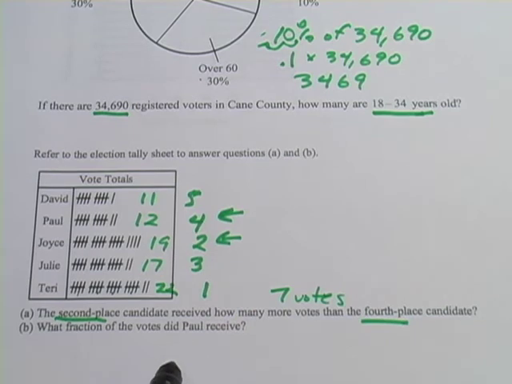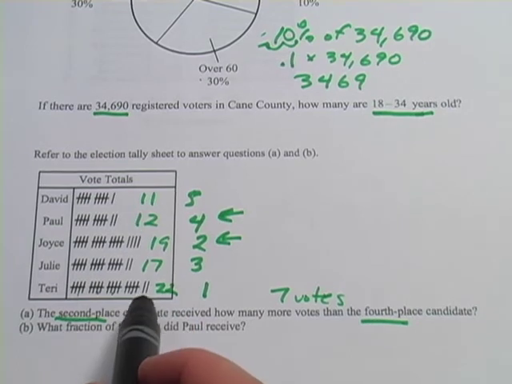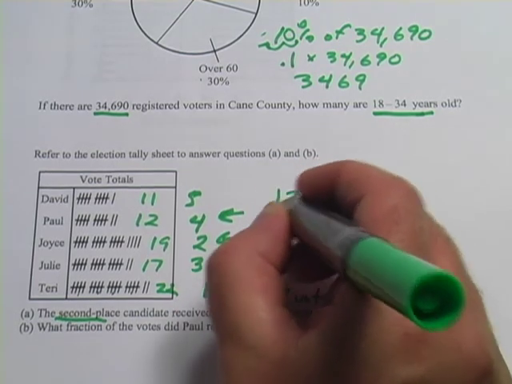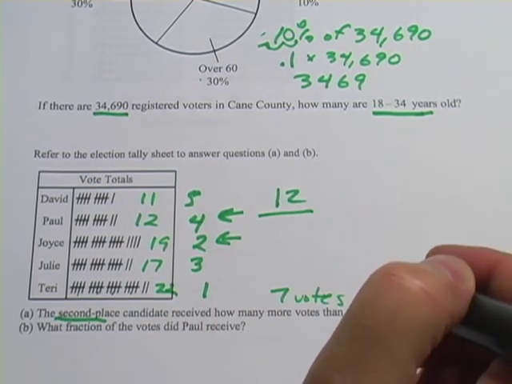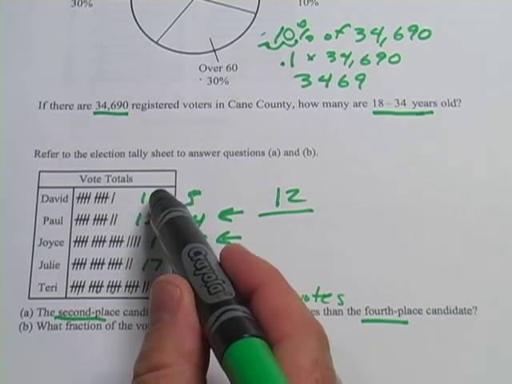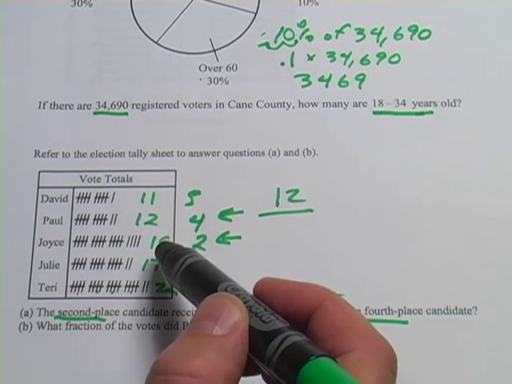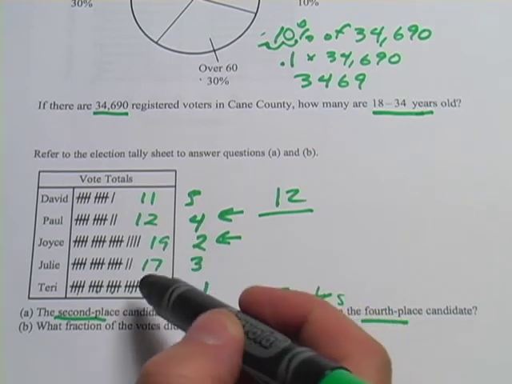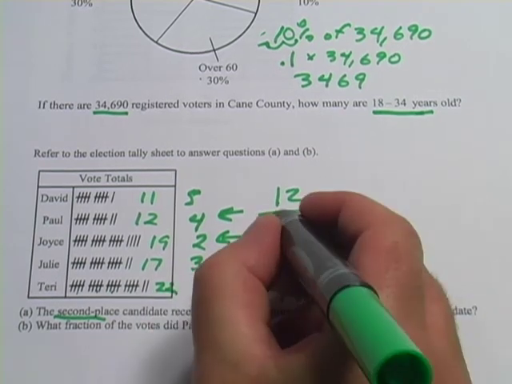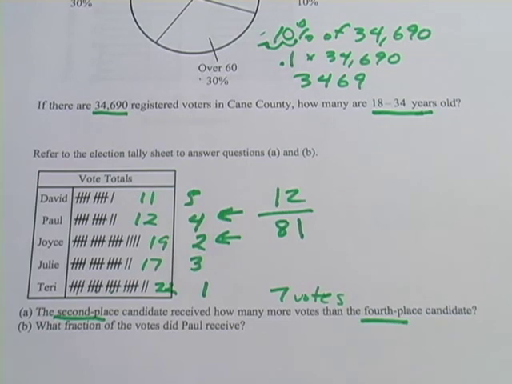Next question. What fraction of the votes did Paul receive? Paul got 12 votes, but to get a fraction, we have the part, which is Paul's amount, over the total. So I know what's going to go on the top of my fraction already. It's going to be 12, but what's on the bottom? Well, we have to add all of these together. So let's see. We have 11 and 19. That's 30, 42, 59, 81 looks like. So this would be 12 out of 81.